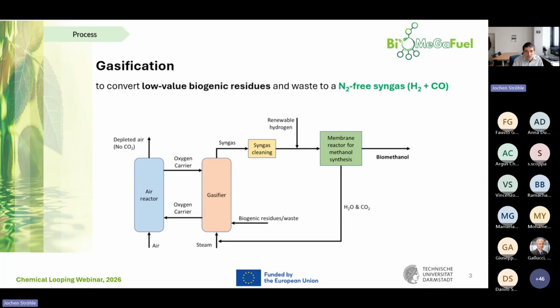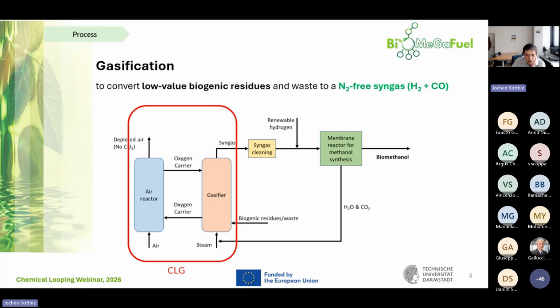Yeah, first, again, to the overall process concept. In this presentation, I will talk mainly about the gasification project, and the main objective of gasification is to convert a low-value biogenic residue and waste into a nitrogen-free syngas, mainly consisting of hydrogen and carbon monoxide.